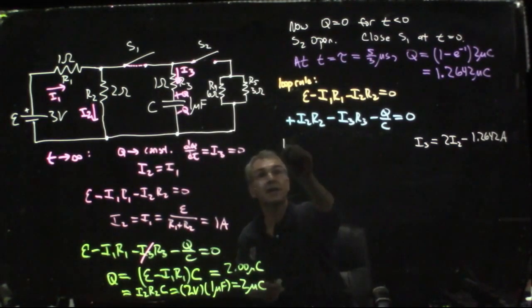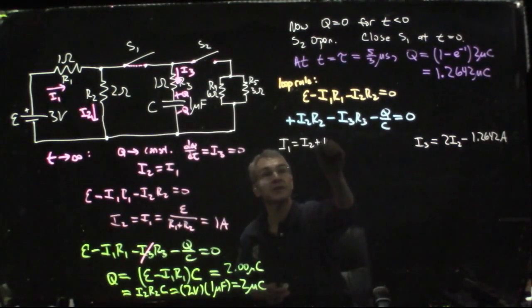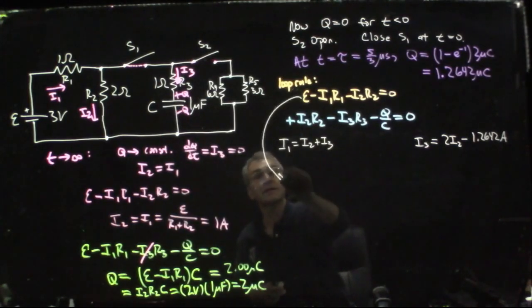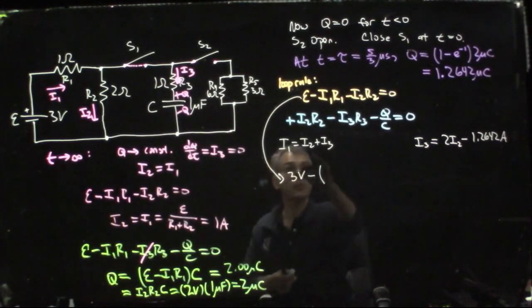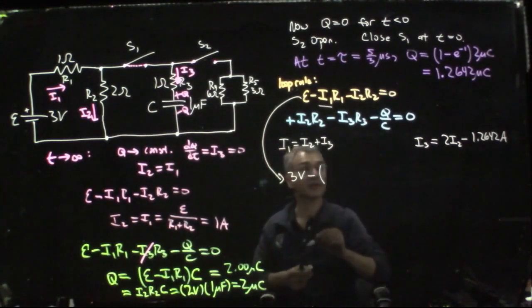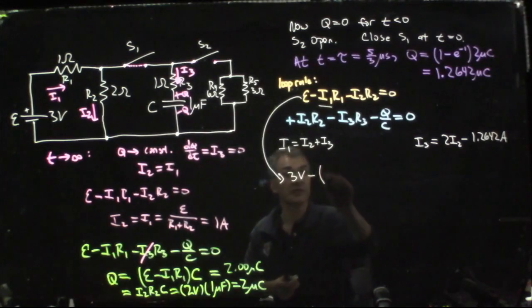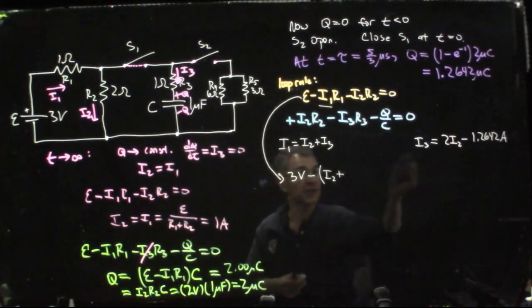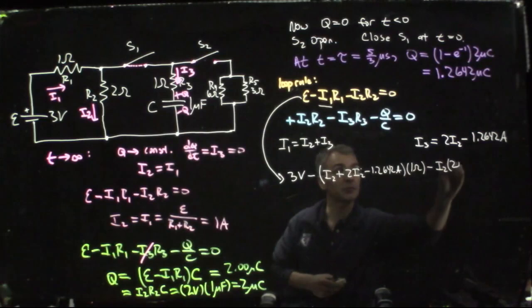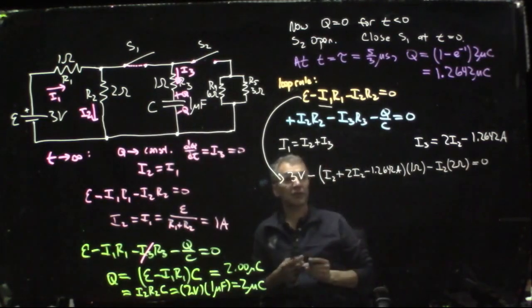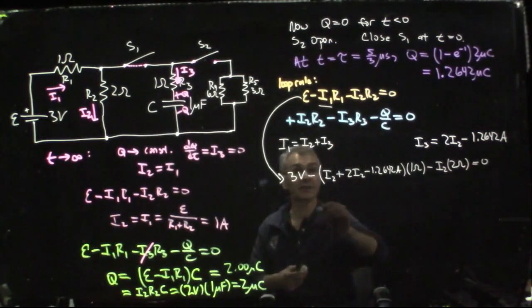Now we use I1 equals I2 plus I3, and we plug that in here, and we get 3 volts minus I2 plus I3 times R1. I2 plus I3 is 2I2 minus 1.2642 amps. And then times R1, which is 1 ohm. And then minus I2 R2. So this is I2 times 2 ohms equals 0. So the only unknown here is I2, which we can solve for.